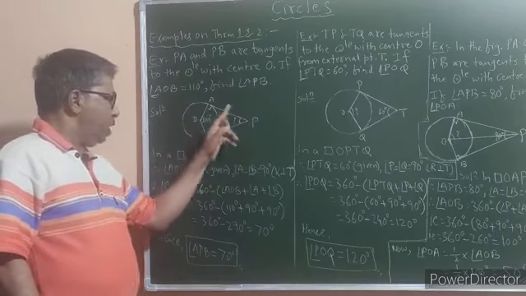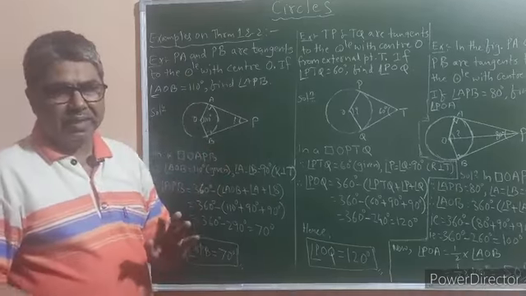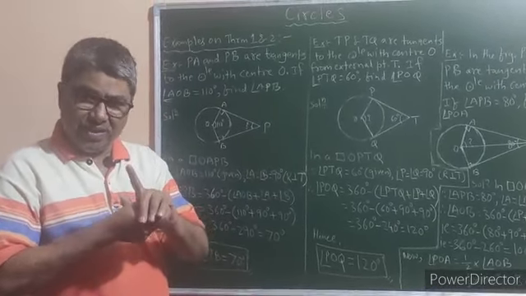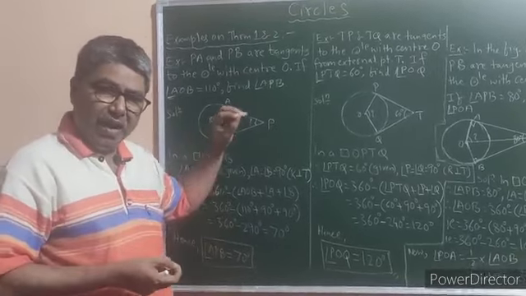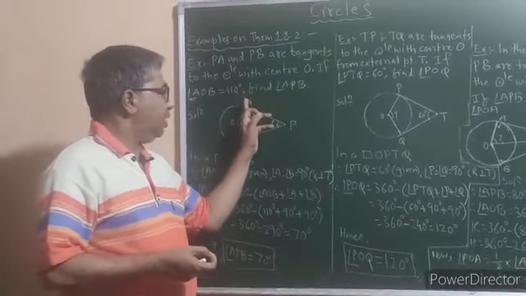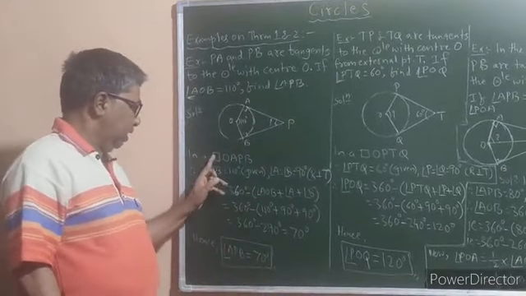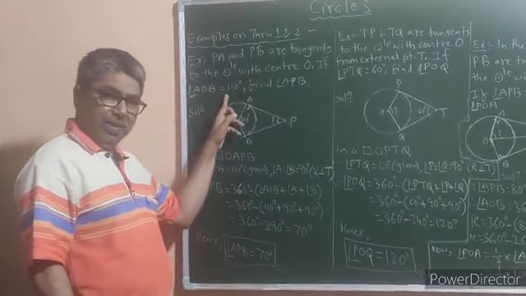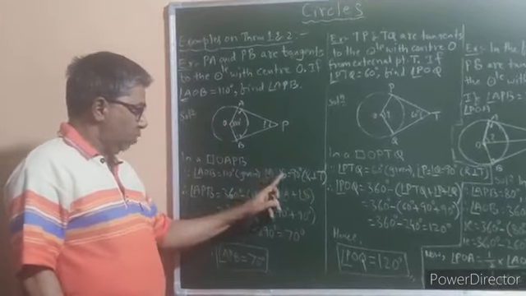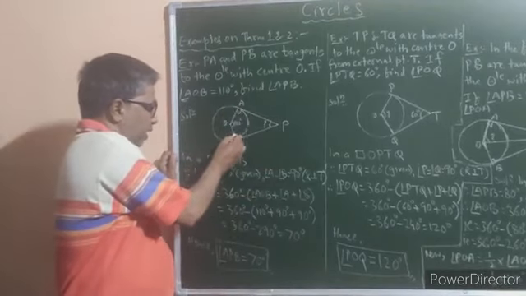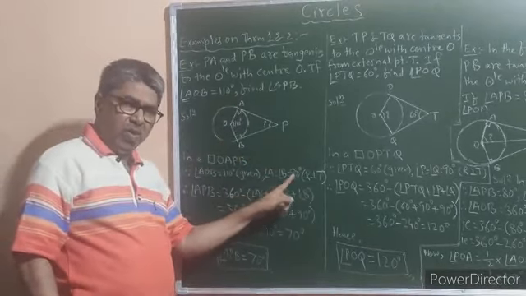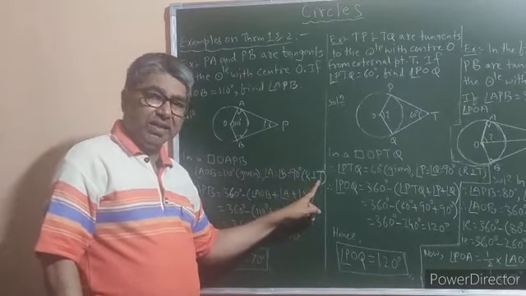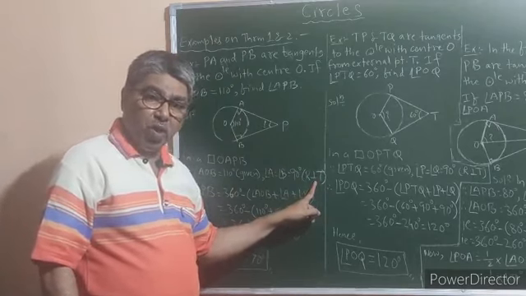So you know, OAPB is a quadrilateral, and the sum of the interior angles of a quadrilateral is 360 degrees. Let us apply that property and find the measure of angle APB. So in quadrilateral OAPB, angle AOB is 110 degrees. It is given. Angle A is equal to angle B is equal to 90 degrees, because according to theorem number 1, the radius and the tangent to the circle are perpendicular at the point of contact.